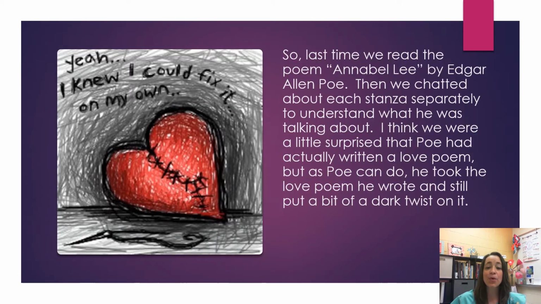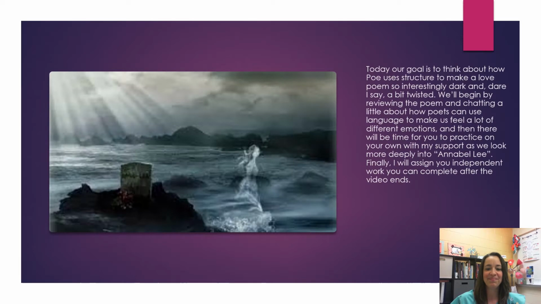So, last time we read the poem Annabel Lee by Edgar Allan Poe. Then we chatted about each stanza separately to understand what he was talking about. I think we were a little surprised that Poe had actually written a love poem. But as Poe can do, he took the love poem he wrote and still put a bit of a dark twist on it. Today, our goal is to think about how Poe uses structure to make a love poem so interestingly dark and, dare I say, a bit twisted.